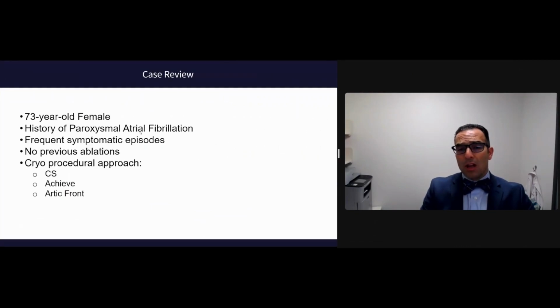I will share with you a couple of cases, starting with an atrial fibrillation ablation on a 73-year-old patient. This is a lady who had recurrent episodes of AFib, not tolerating medical therapy very well. So she was brought for a cryoballoon ablation. We had the standard setup with the cryo system and a CS catheter.